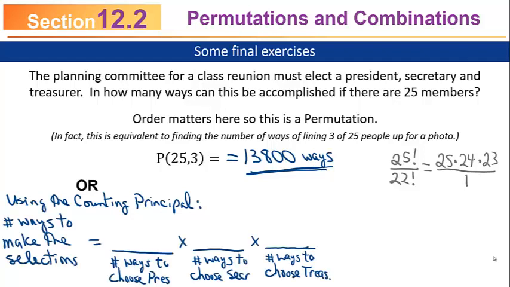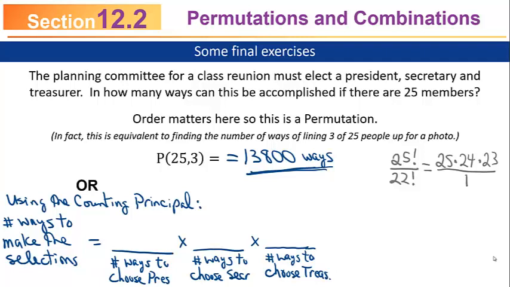And if you do it that way, there are 3 choices you have to make. You have to choose the president, then you have to choose the secretary, and then you have to choose the treasurer. Think of it as a counting principle problem where you've got 3 decisions to make.